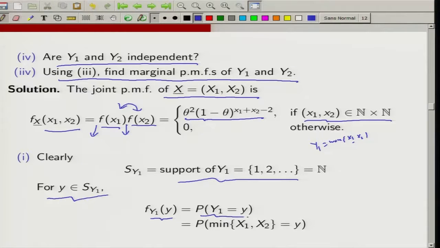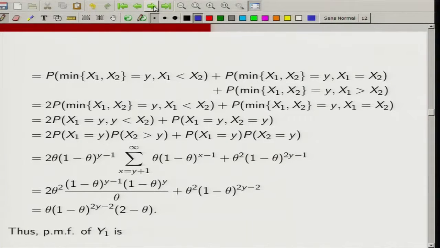So, probability of y1 equal to y, which is the same as the probability that the minimum of x1, x2 is equal to y. Now, I do not know which one is bigger, x1 or x2. So, I apply the theorem of total probability on this event. The theorem of total probability would be breaking it into 3 parts, where x1 is less than x2, x1 is equal to x2, or x1 is greater than x2. So, the probability that the minimum of x1, x2 is y and x1 is less than x2, plus the probability that the minimum of x1, x2 is y and x1 is equal to x2, plus the probability that the minimum of x1, x2 is equal to y and x1 is greater than x2.